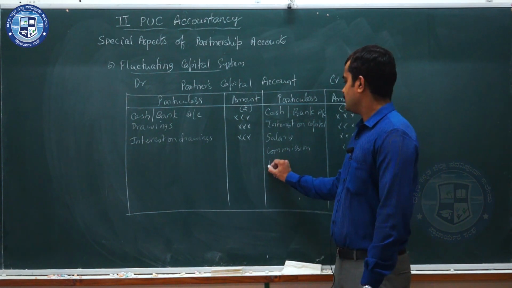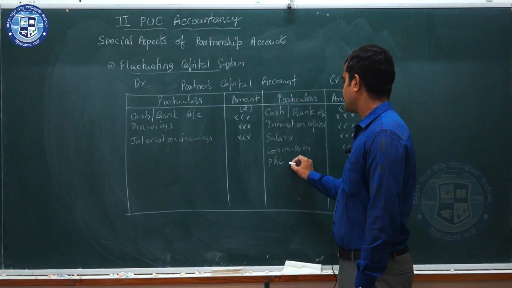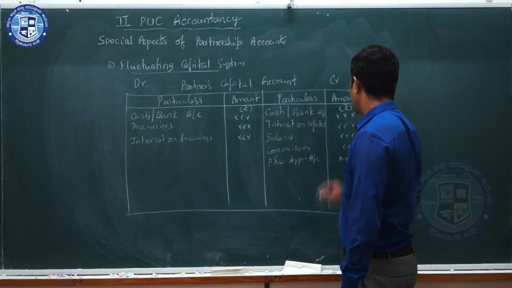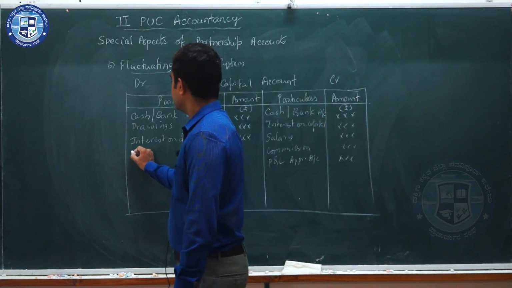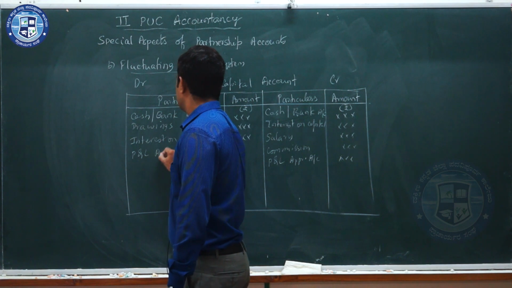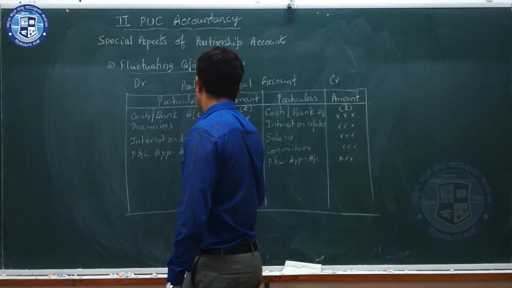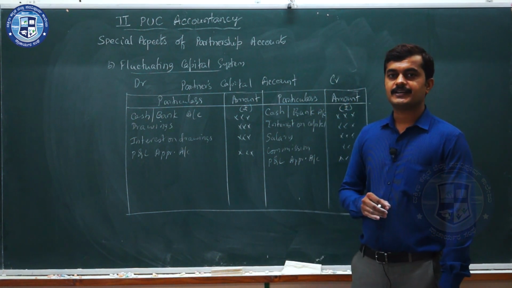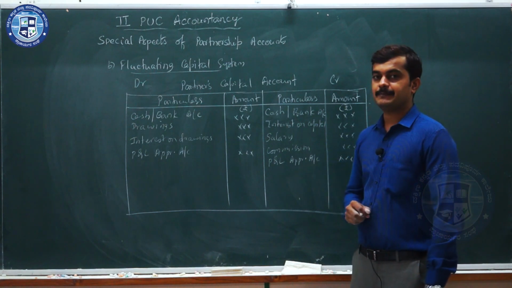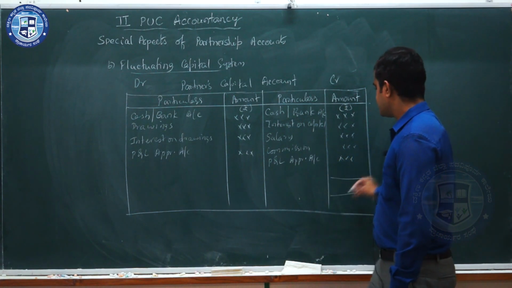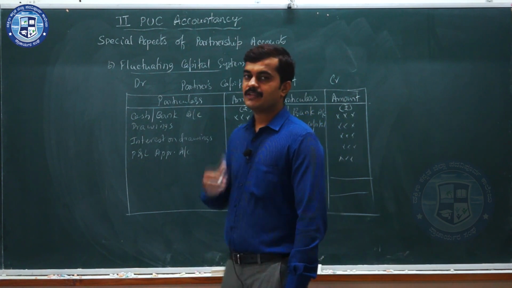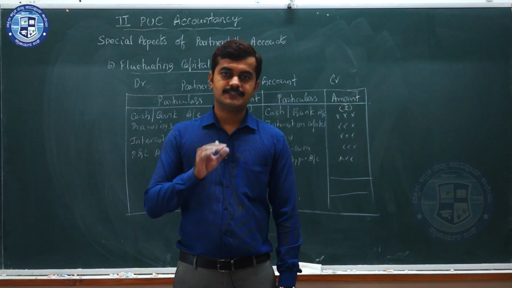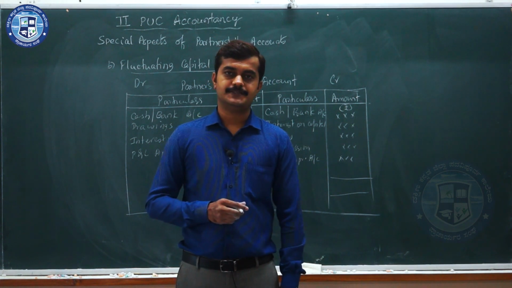If there is a share of profit, we will record it on the credit side as profit and loss appropriation account. If there is share of loss, we will record that on the debit side as profit and loss appropriation account. So all 7 transactions are recorded in one account only, that is partners capital account. Therefore, the balance in that account will change from year to year. Balance will be fluctuating from year to year. So this is what fluctuating capital system is.